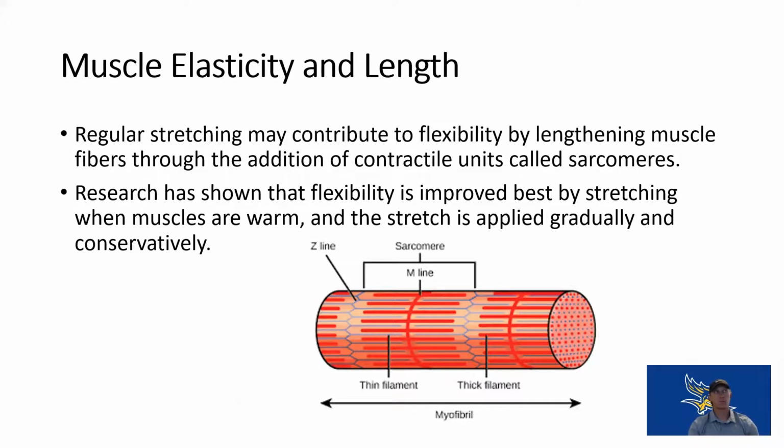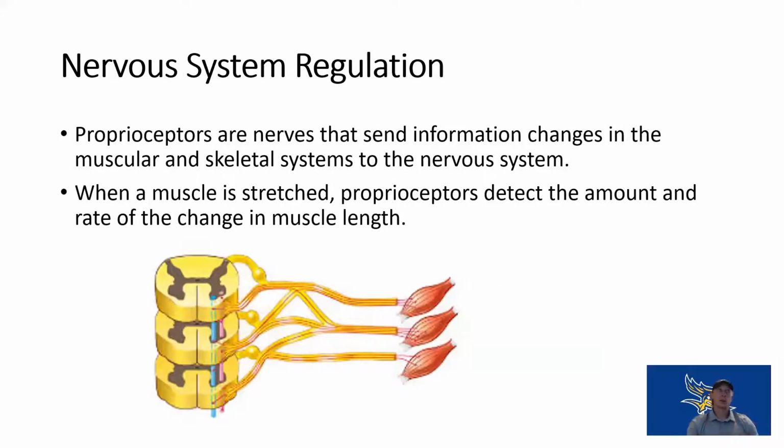Okay. With nervous system regulation, our nervous system tells us what to do. Remember, our muscles are dumb. They don't do anything unless our nervous system tells them to. Okay. Proprioceptors are nerves that send information from our muscles and our joints into our spinal cord and into our brain to tell us if we need to maybe contract or relax those muscles reflexively to help keep us safe, or if we need to have a little bit more tension or a little bit more relaxation.